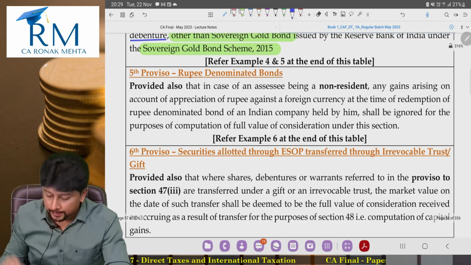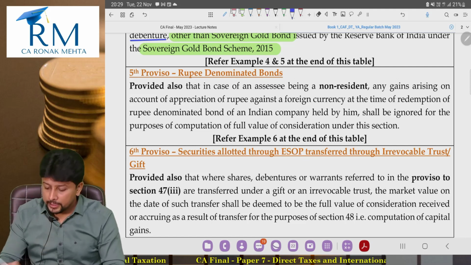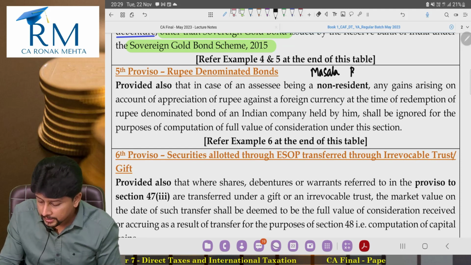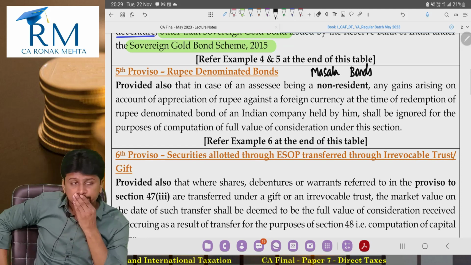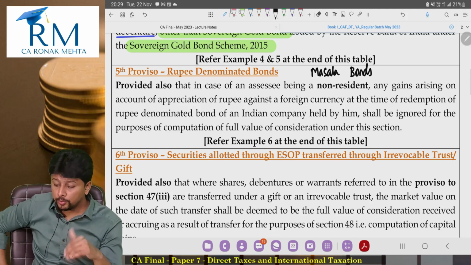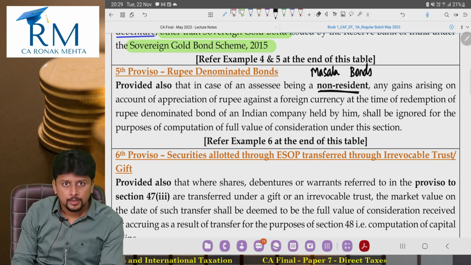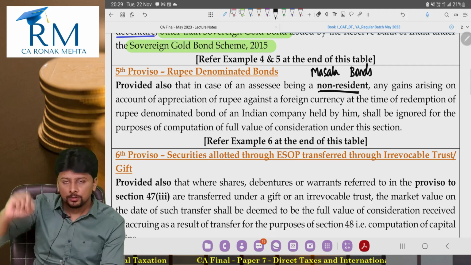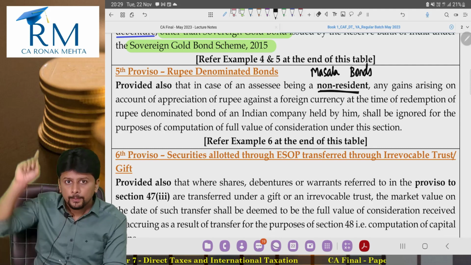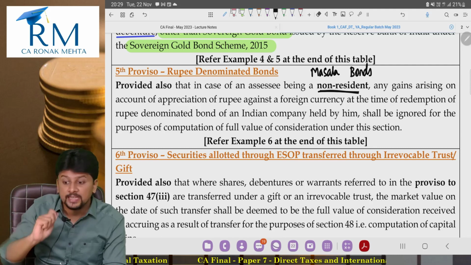Let's go ahead. Rupee denominated bonds. Interesting. Rupee denominated bonds are also called masala bonds. The Government of India gave permission to Indian companies that if they want to raise capital from non-residents, foreigners, they can issue these bonds denominated in rupees. Denominated means the face value is in rupees. But if I am a non-resident who is buying these bonds, obviously I will pay in foreign currency.